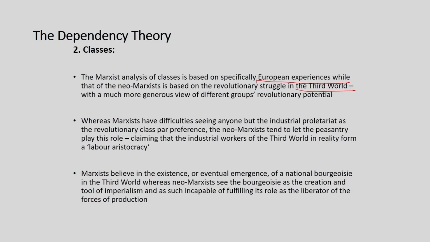Whereas Marxists have difficulties seeing anyone but the industrial proletariat, industrial workers, as the revolutionary class par excellence, the Neo-Marxists tend to let the peasantry play this role. Peasantry has got the revolutionary potential, claiming that the industrial workers of the third world in reality form a labor aristocracy. Marxists believe in the existence or eventual emergence of a national bourgeois in the third world, whereas Neo-Marxists see the bourgeois as the creation and tool of imperialism, and as such incapable of fulfilling its role as the liberator of the forces of production.